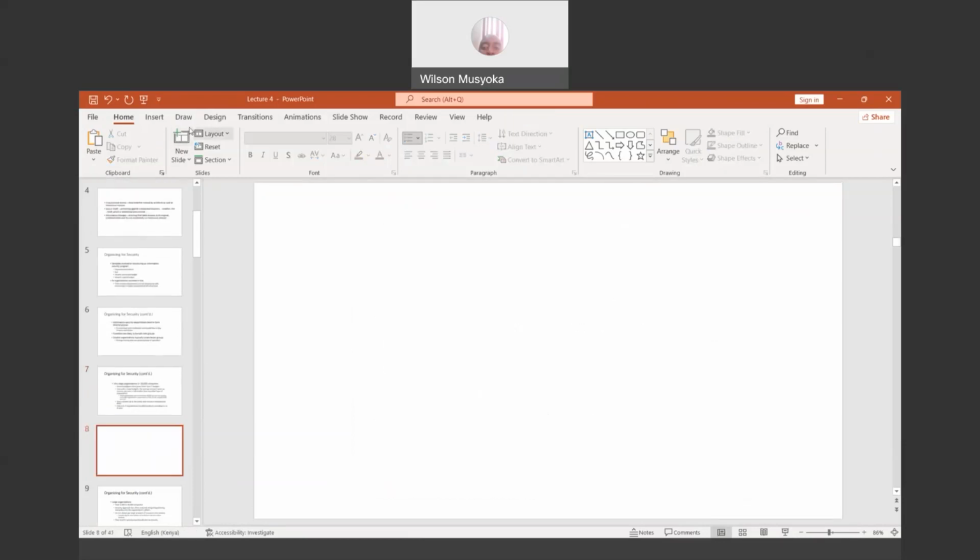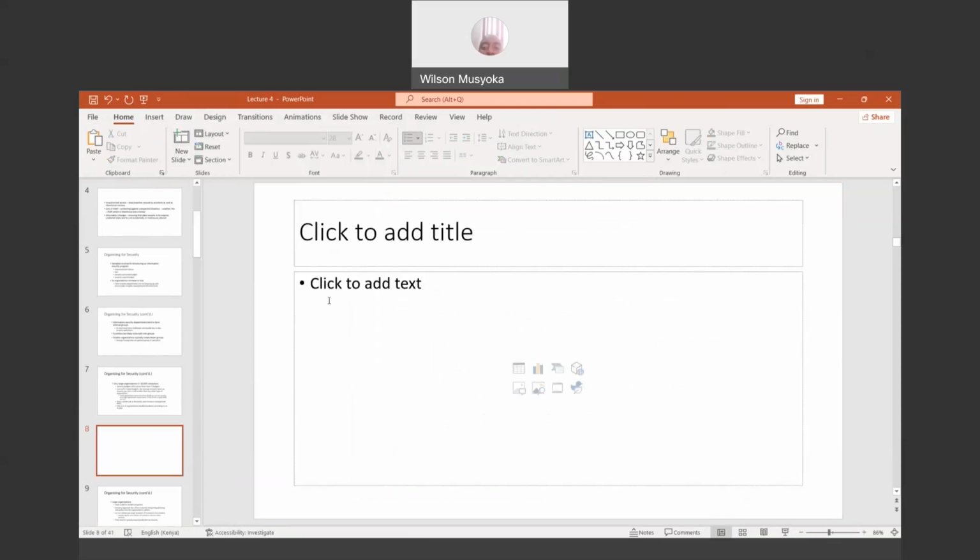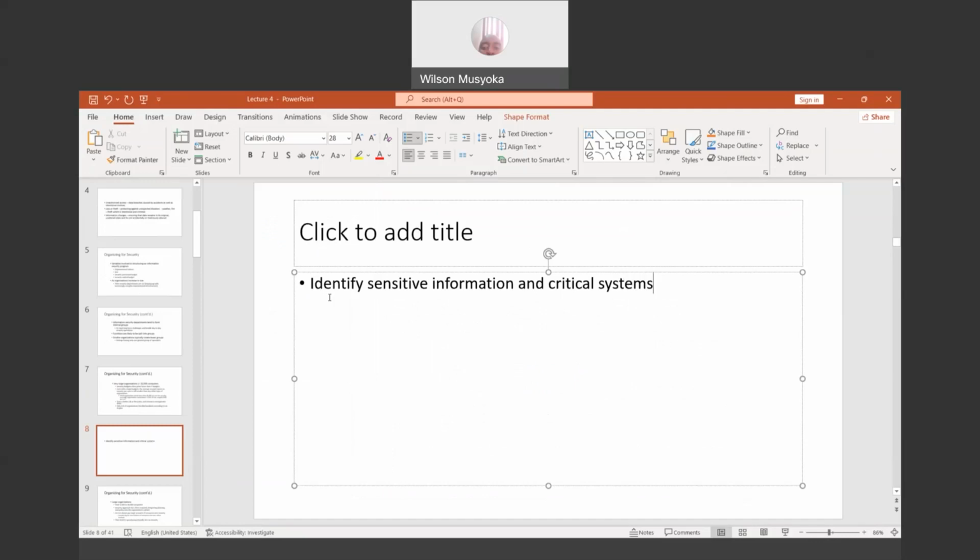If I could just itemize them, I could talk about maybe number one, identify sensitive information and critical systems. And we have talked about the routers, switches, firewalls, servers. All of those are critical systems which you need to put a lot of consideration into.